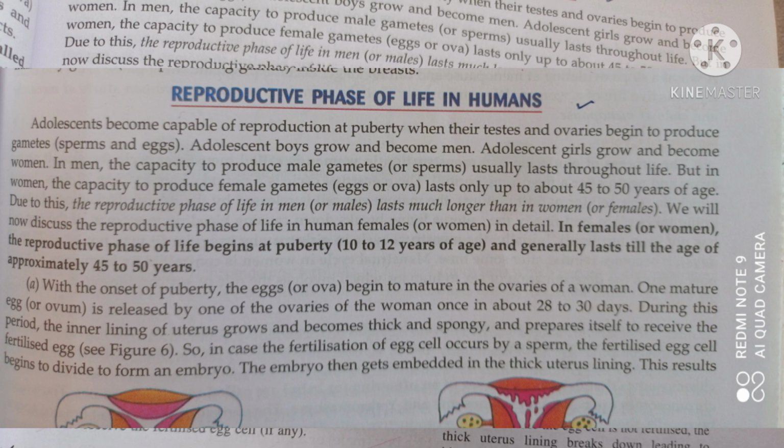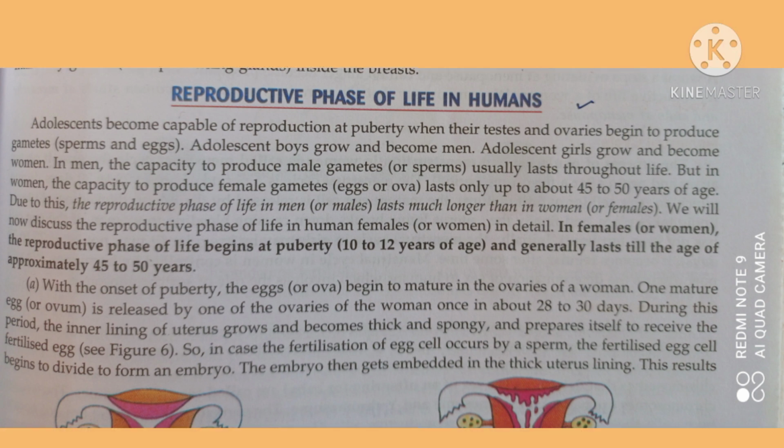We will now discuss the reproductive phase of life in human females in detail. In females or women, the reproductive phase of life begins at puberty, that is 10 to 12 years of age, and generally lasts till the age of approximately 45 to 50 years.